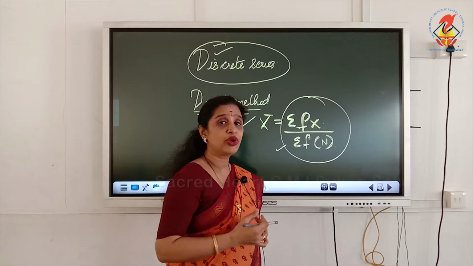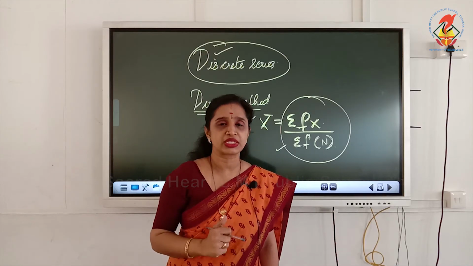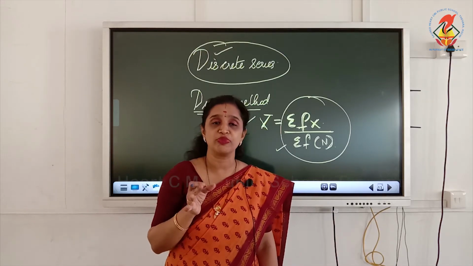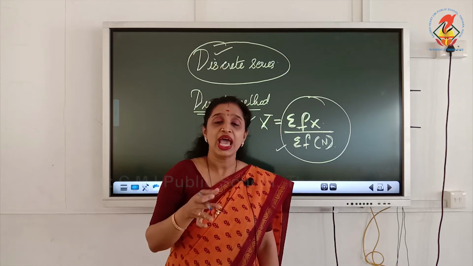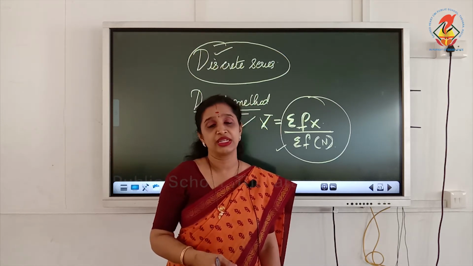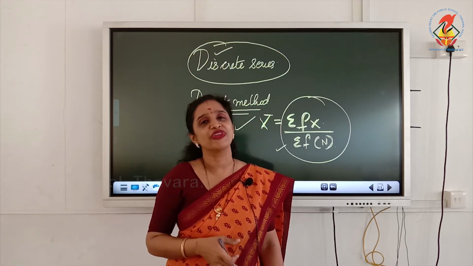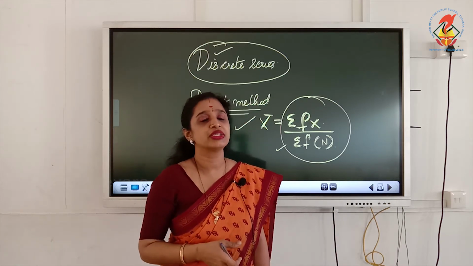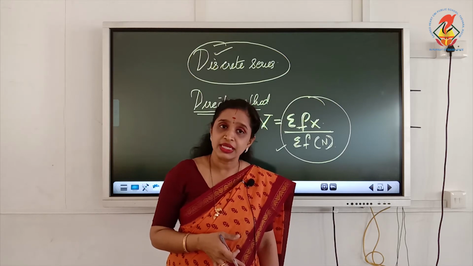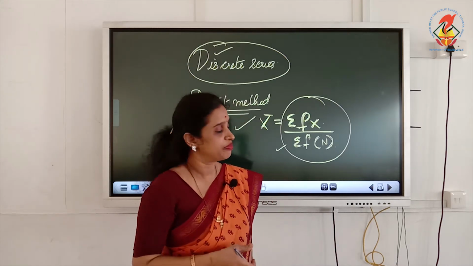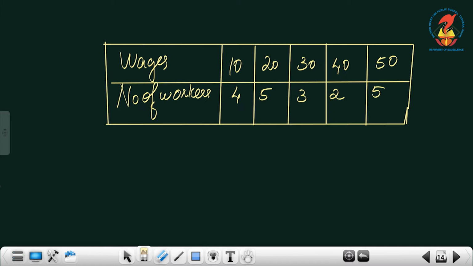You have to find out the total of f into x. So, each frequency has to be multiplied with the x values and the total of that has to be taken, that is sigma fx by sigma f, meaning total of frequency. This is how we find arithmetic mean in a discrete series using direct method. Now, let us see with an example.